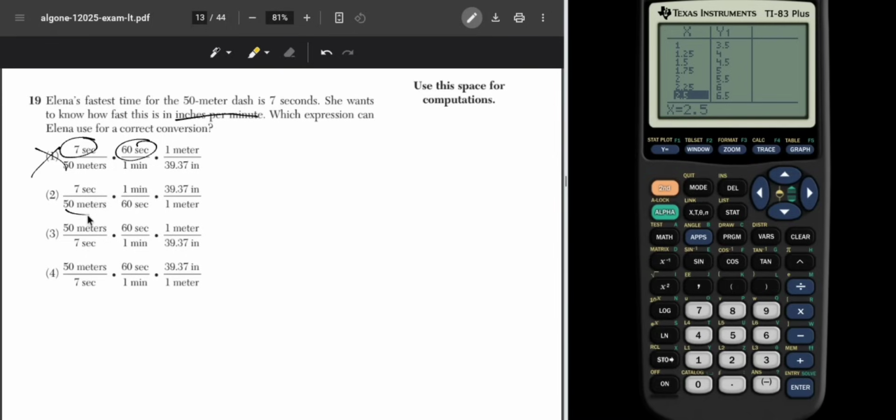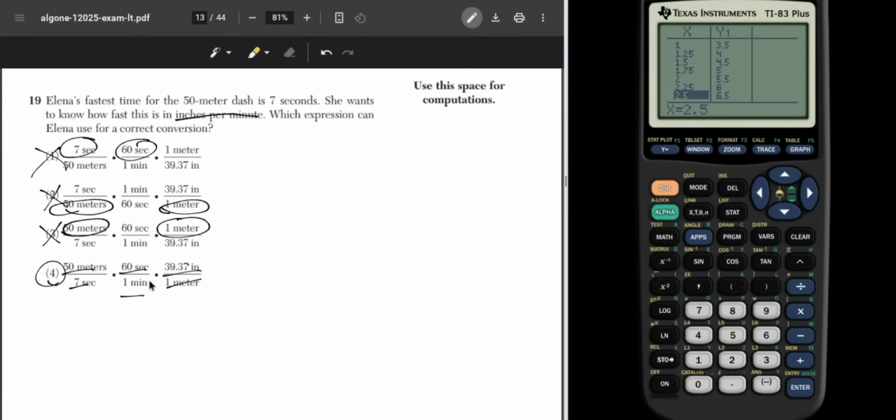Here, my meters is on the bottom, my meters on the bottom, that's not going to cancel out. Here, my meters is on the top, my meters is on the top, that will not work. And then I'm left with answer choice number 4. 50 meters, 1 meter, 7 seconds, 60 seconds, 1 minute to an inch. And that is exactly what they wanted to figure out. They wanted me to determine inches per minute.